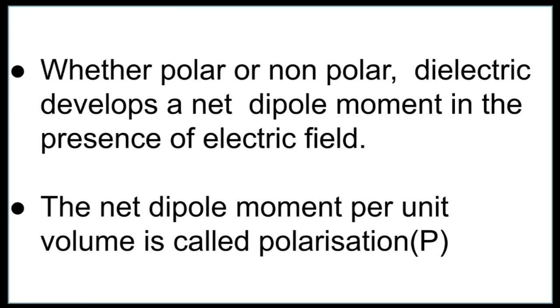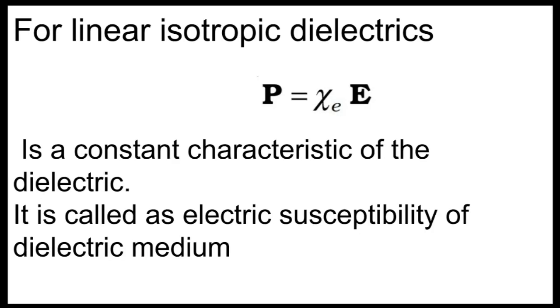And what will be the unit of this polarization? That you have to find out. Dipole moment, you know what is the unit, and per volume means per meter cube. Find it out and write it in the notebook. Now, I already told you there are different types of dielectric, and in our discussion we are considering only one type of dielectric called linear isotropic dielectric. What is the peculiarity of a linear isotropic dielectric?